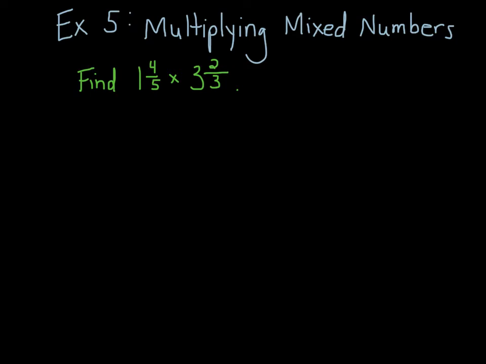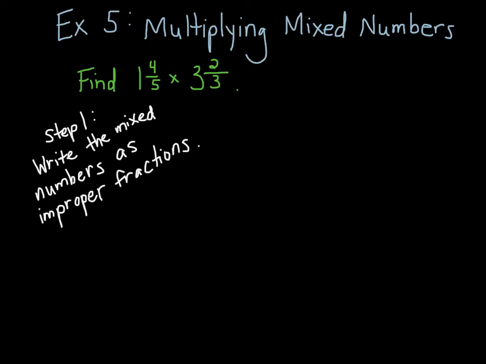Example 5 has us multiplying 2 mixed numbers together, and so it asks us to find 1 4/5 times 3 2/3. Step 1 reminds us to write the mixed numbers as improper fractions. So 1 4/5, we're going to take 5 and multiply it by 1, which is 5, and then add the 4, so that's going to give us 9/5. And then 3 times 3 is 9, plus 2 is 11, so that's going to give us 11/3.